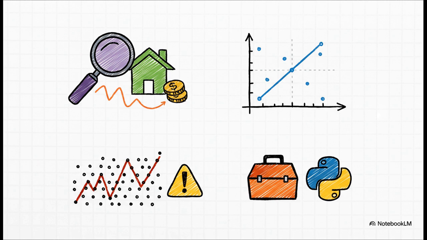Third, be careful with complexity. A model that tries too hard will just end up memorizing noise, which is called overfitting. And finally, amazing tools like Scikit-Learn and Python make all of this incredibly accessible to everyone.